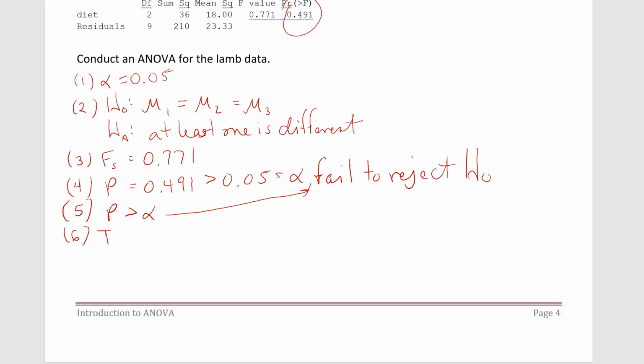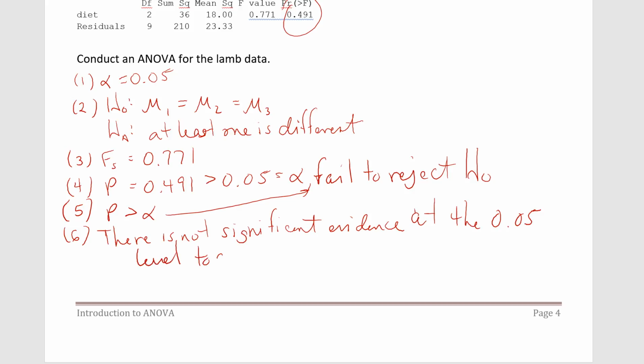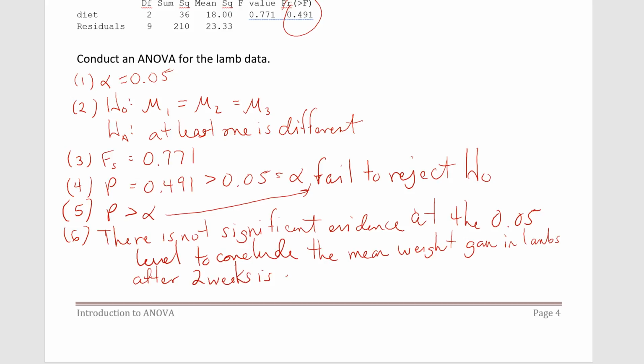So since we did not find significant evidence for the alternative, we're going to say there is not significant evidence at the 5% level to conclude the alternative: mean weight gain in lambs after 2 weeks is different for these 3 diets.